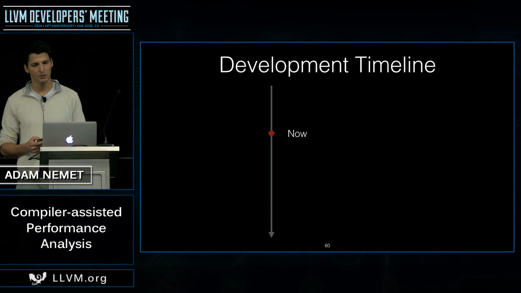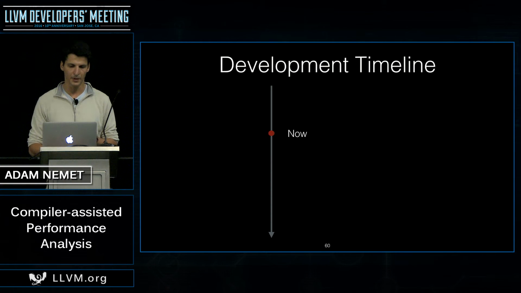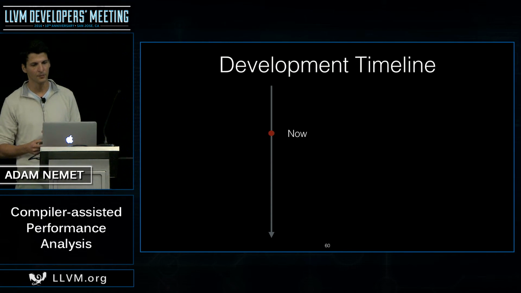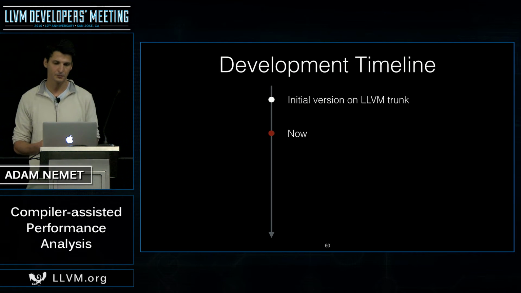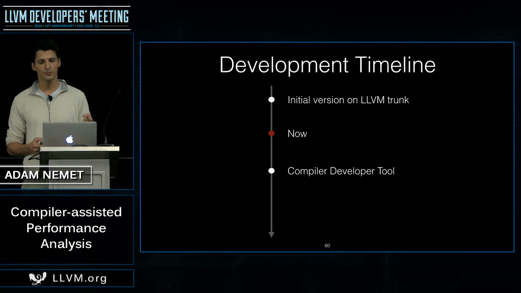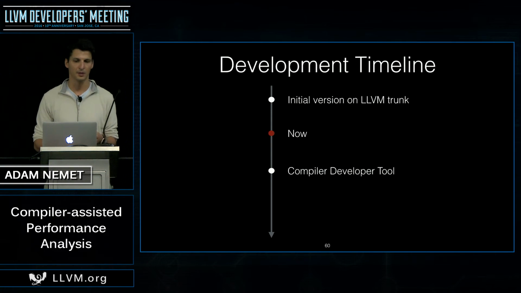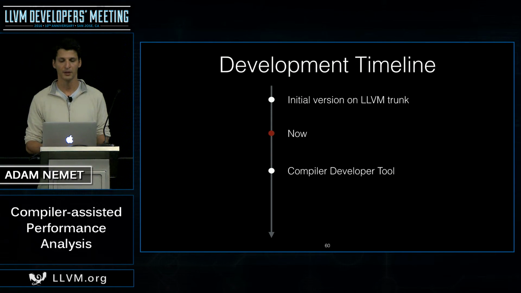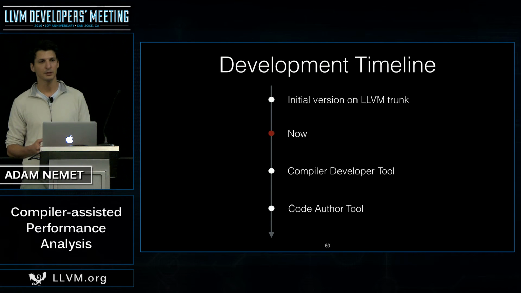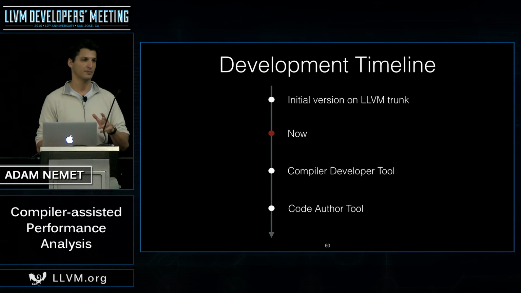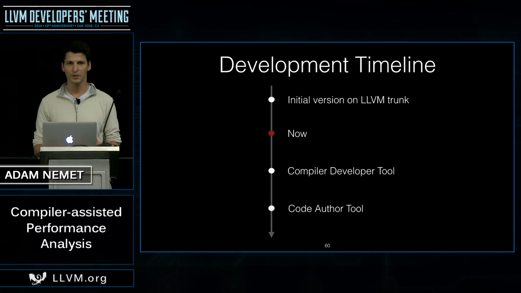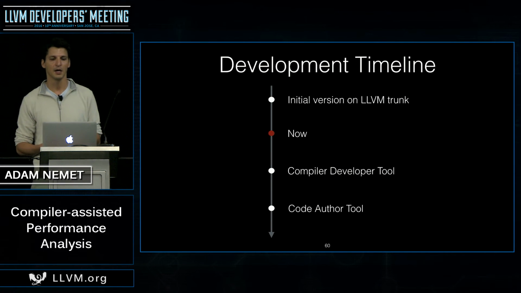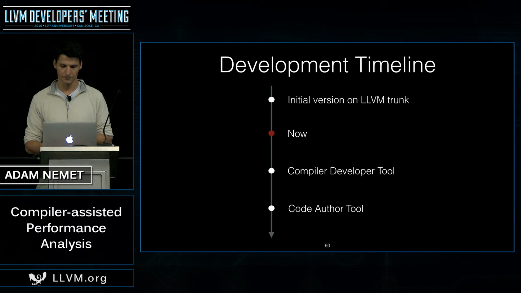So quickly, I want to go through where we are with the development. So as I said, the LLVM infrastructure pieces are all in place. The initial version of the tool is available upstream. I want to review what we still need to do to make this a good tool for compiler developers. But I also want to spend a little bit of time going back to that end user that I was mentioning in the introduction. Like what additional features we need to make this a good code author tool.